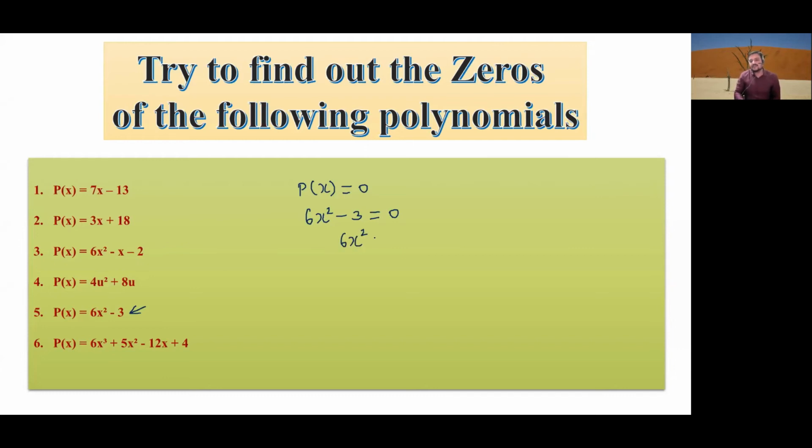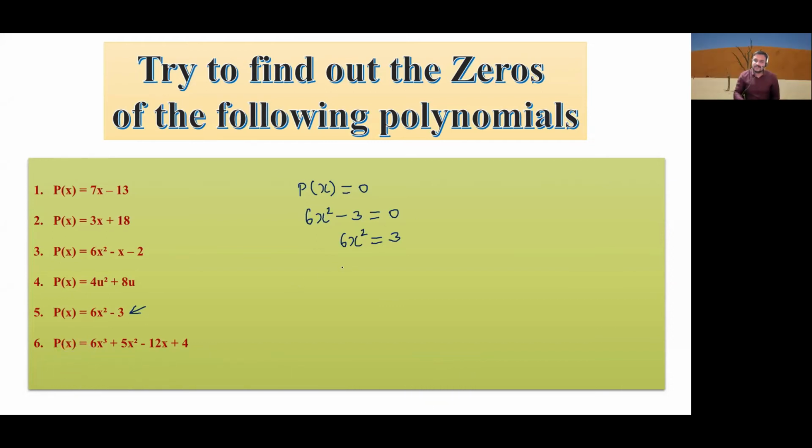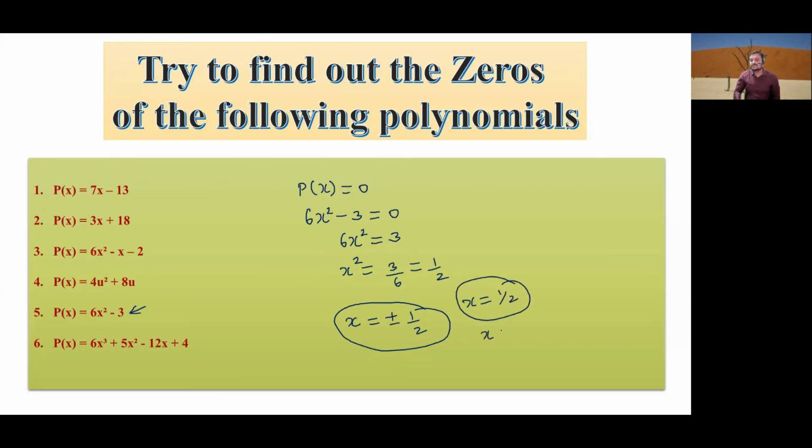6x square will be equal to 3. Yes or no? I will shift this 3 on that side. 6x square will be equal to 3. So x square will be what? 3 upon 6. And what is 3 upon 6? It is 1 by 2. Now taking square root on both the sides. So x will be what? Plus minus 1 by 2. So one zero is what? x is equal to 1 by 2. And other zero is what? x is equal to minus 1 by 2. Yes or no?